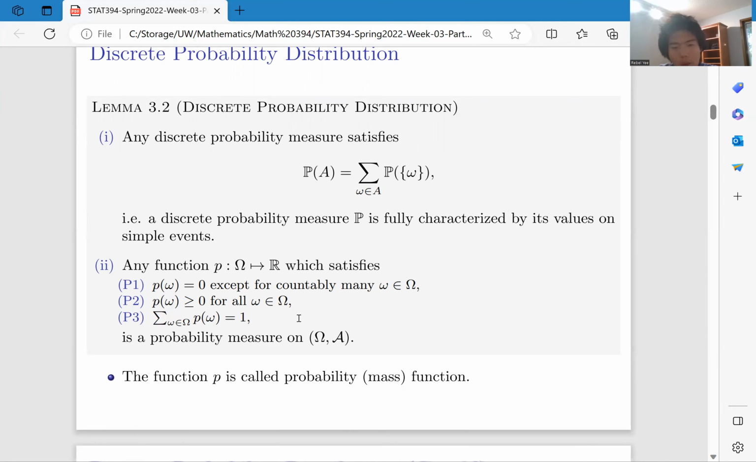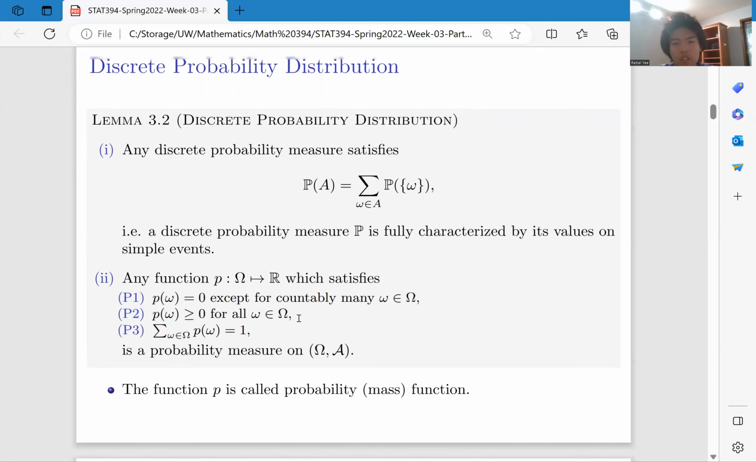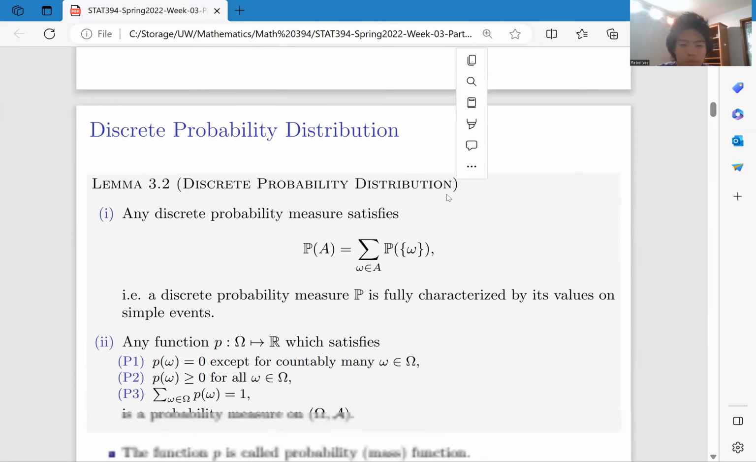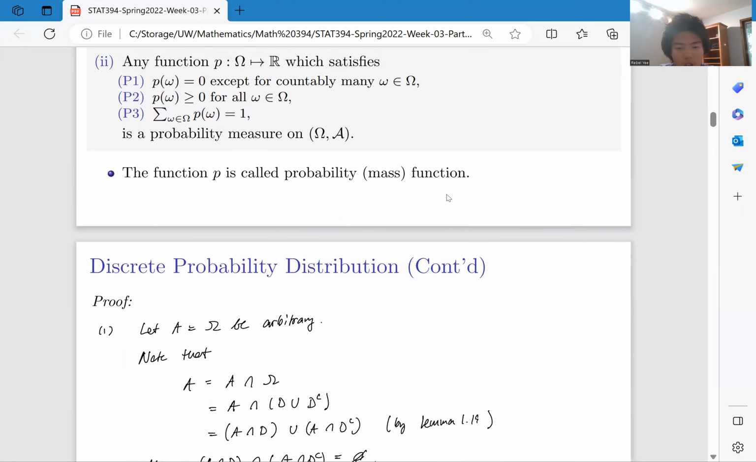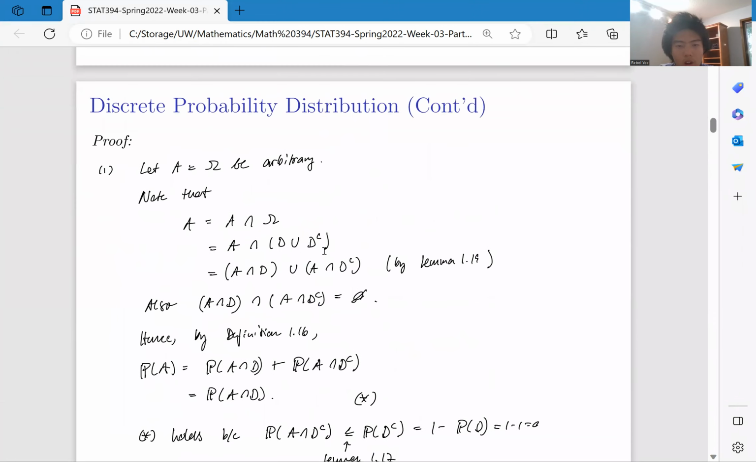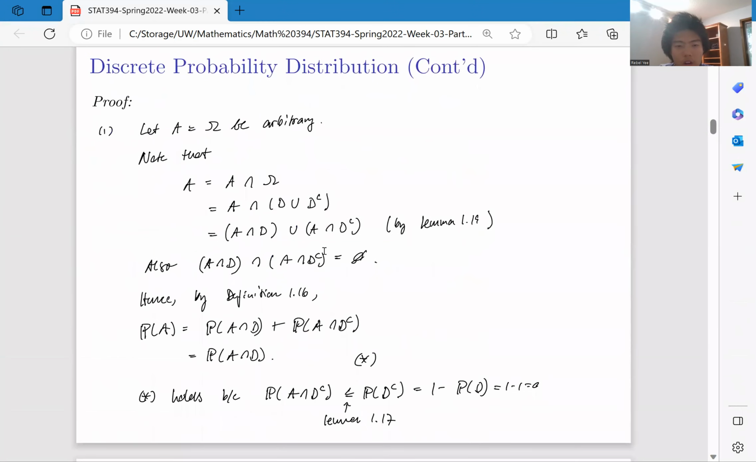It's mostly the same as any type of probability distribution, but the only difference is that its sample space must be discrete, or have a finite or countably infinite subset D such that P(D) is equal to 1. All right, so there are some proofs of these properties here, but I don't think it's really important for us to go through those. If you are interested, you can see the lecture notes by yourself.